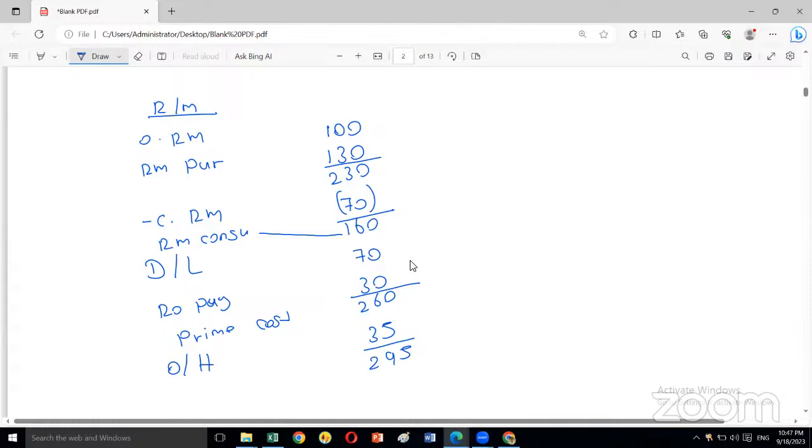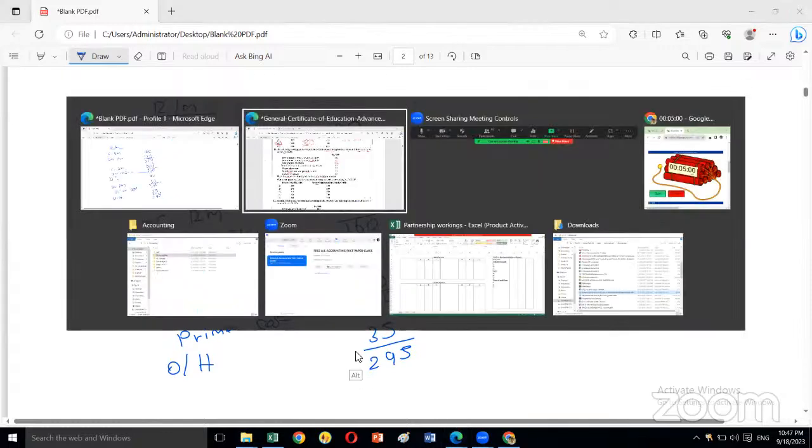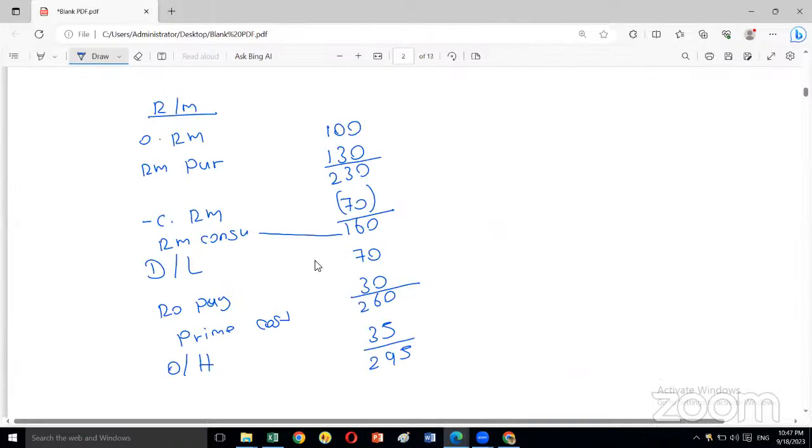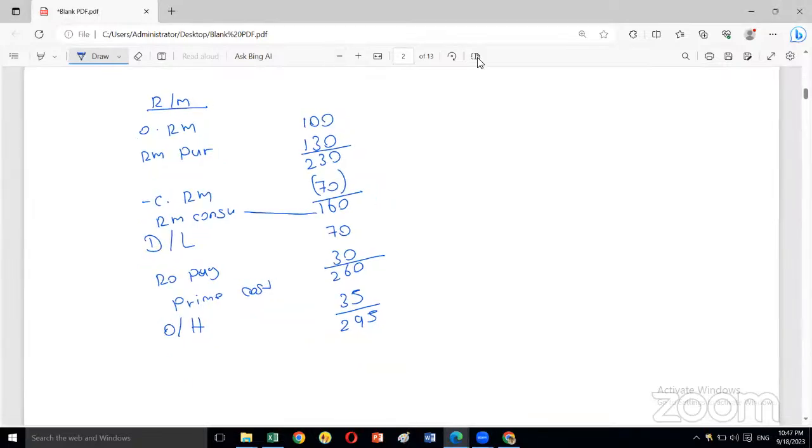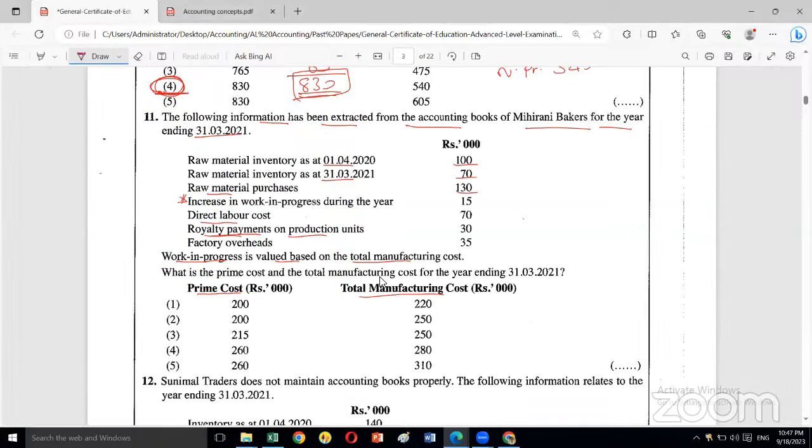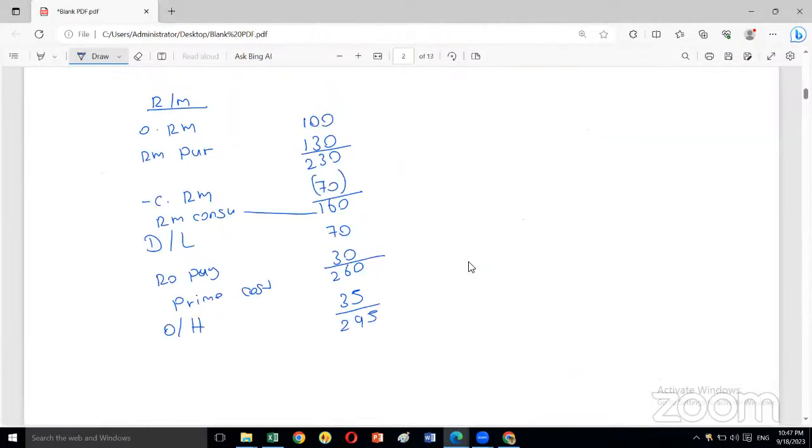The answer is 295. But can you mention this 295,000 as the total manufacturing cost? No. If you have a work in progress adjustment, I have to do that. So here I am going to do the work in progress adjustment: plus opening work in progress, minus closing work in progress.